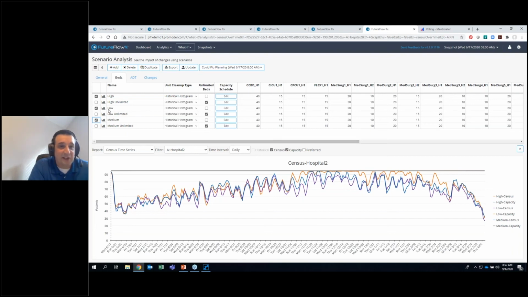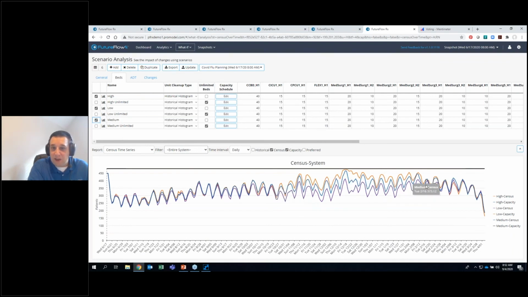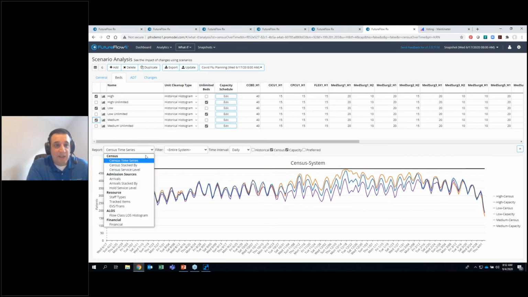Last thing I'll say here is we can layer on all of these scenarios, like a low, medium, and high flu season. I'll go back up to the entire system level. You could see how they navigate through each other here, and you can get a sense of where your capacity is going to be.